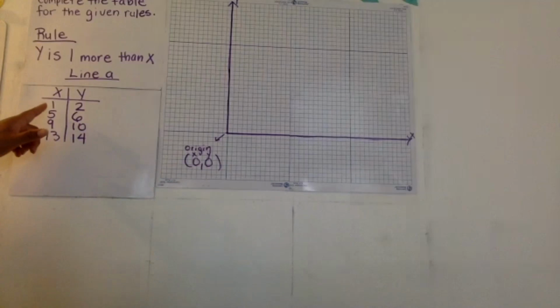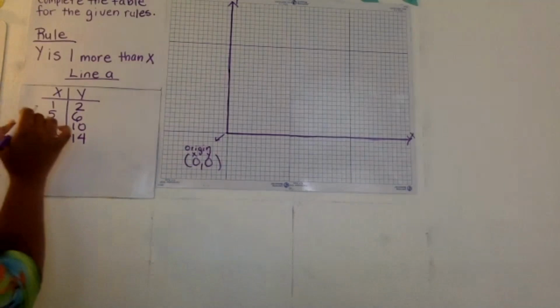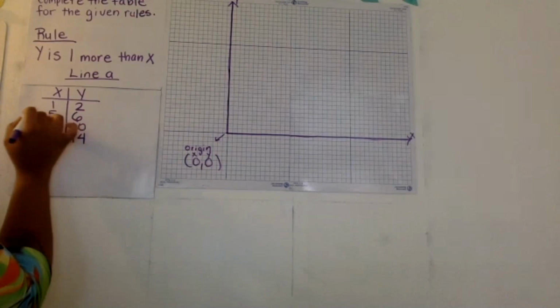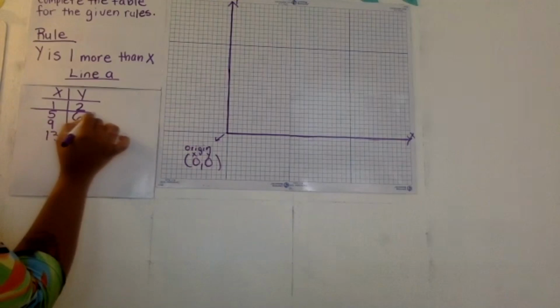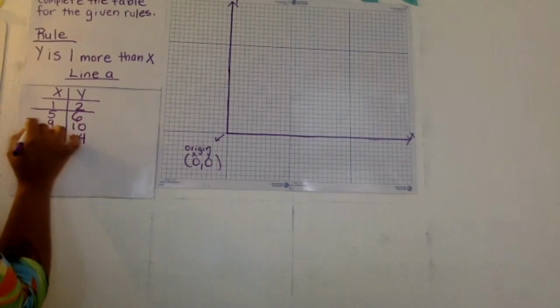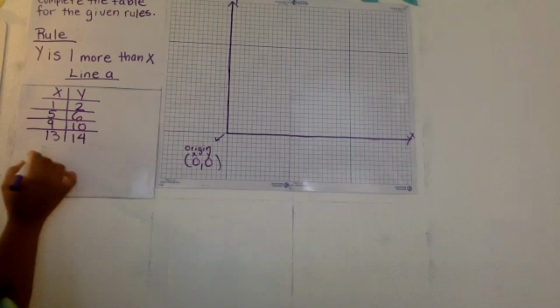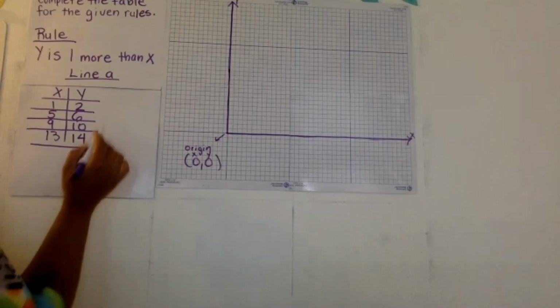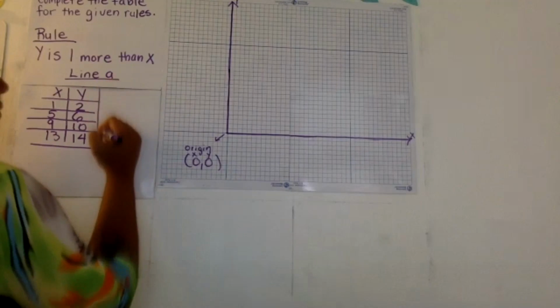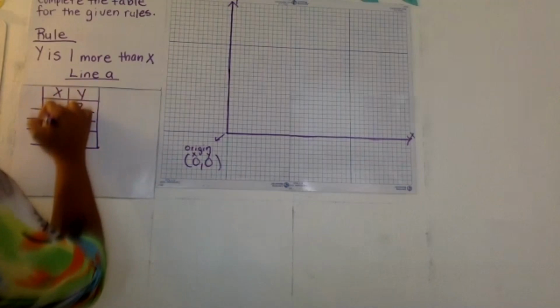So that means here is the first coordinate pair. 1, 2, here's a coordinate pair. 5, 6, here's a coordinate pair. 9, 10, here's another coordinate pair. 13, 14. And here is our chart.